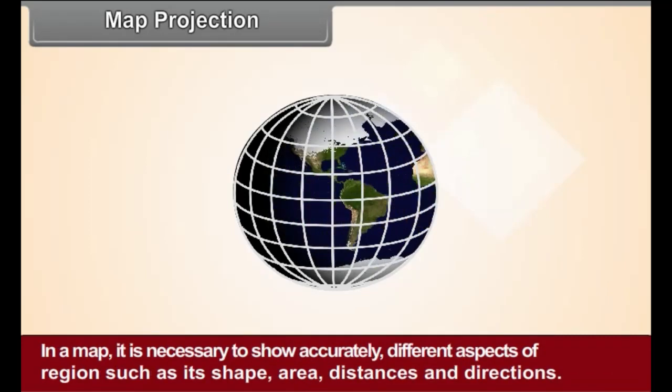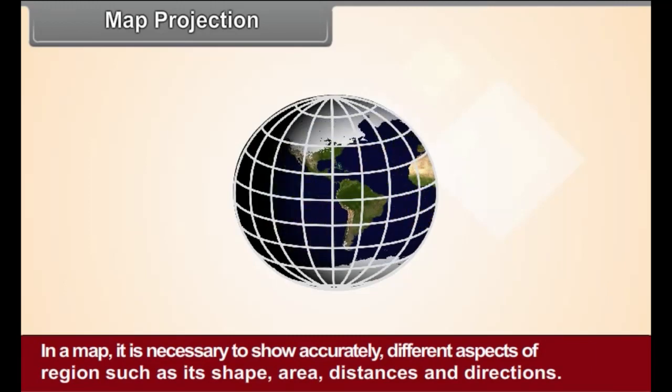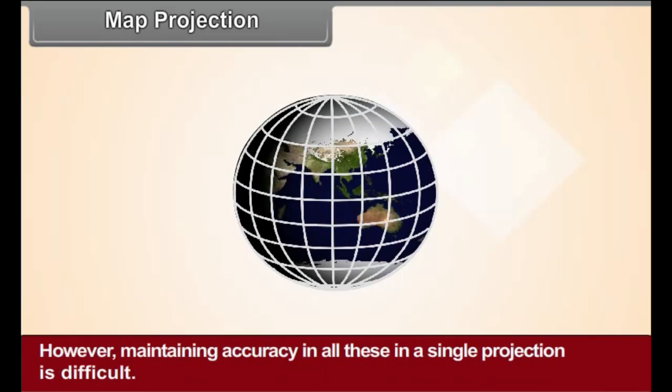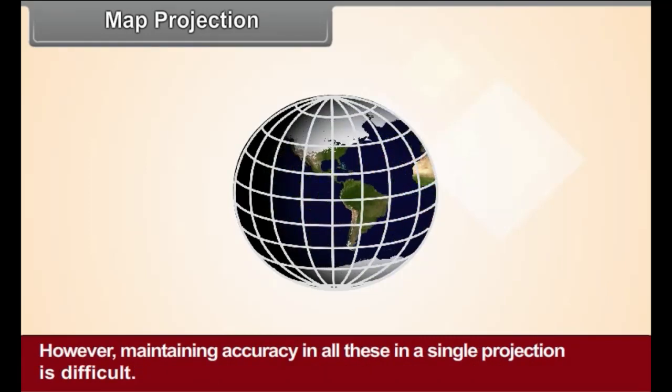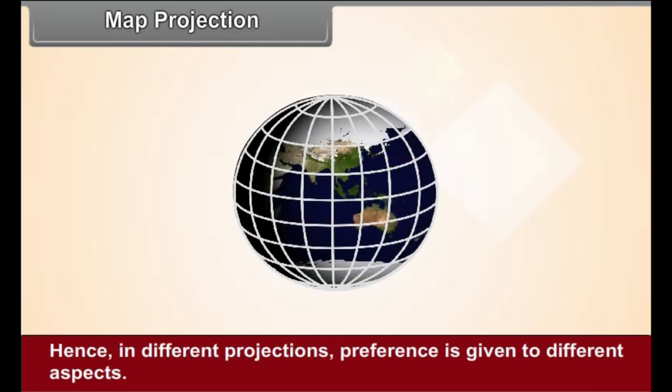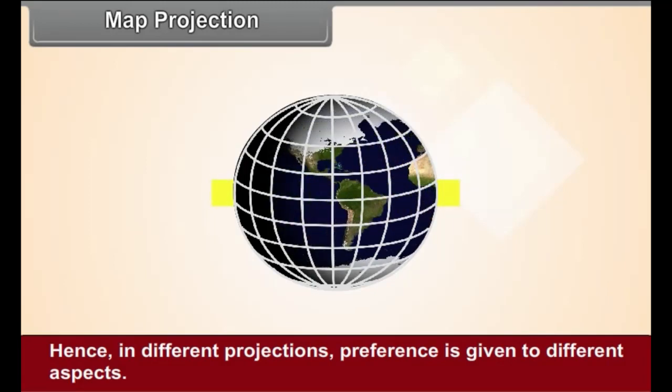In a map, it is necessary to show accurately different aspects of a region such as its shape, area, distances, and directions. However, maintaining accuracy in all these in a single projection is difficult. Hence, in different projections, preference is given to different aspects.